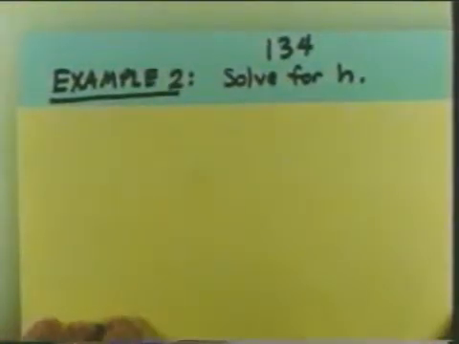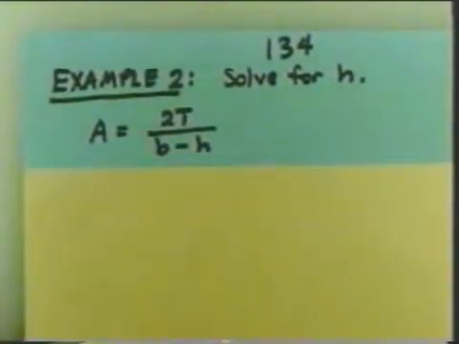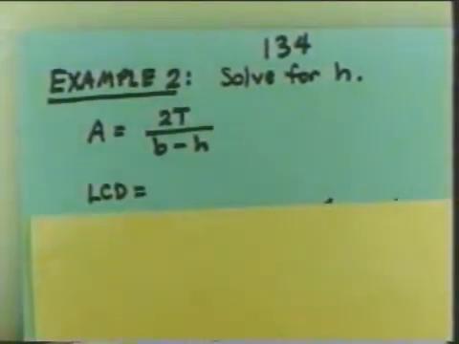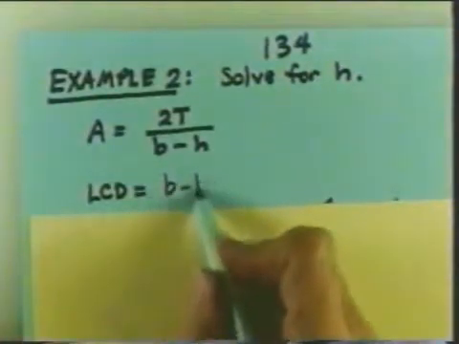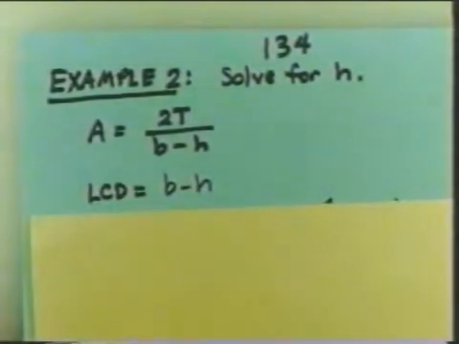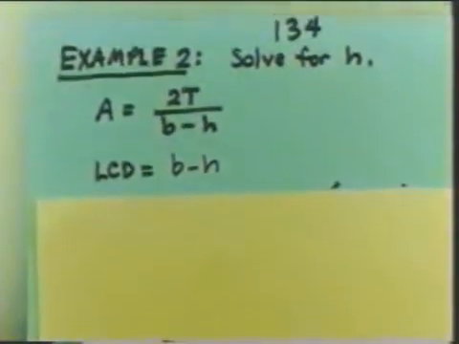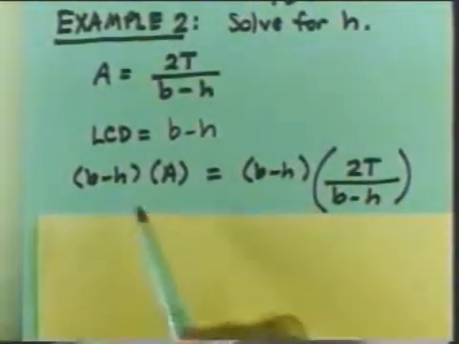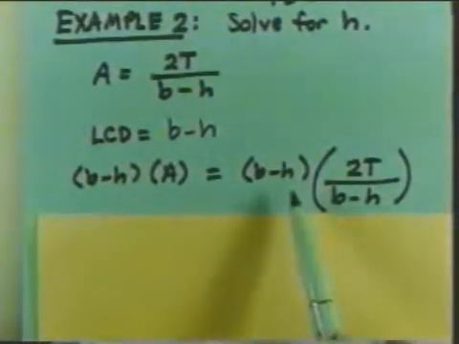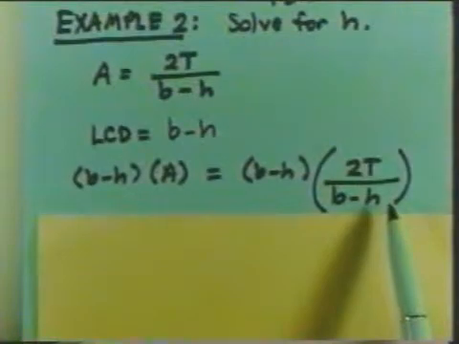For our second example, let's solve for the letter h. The equation is a equals 2t over b minus h. This rational equation has a single denominator, b minus h, so that means that the least common denominator that we'll use as our multiplier is b minus h. When we multiply on both sides by b minus h, we get b minus h times a equals b minus h times 2t over b minus h.